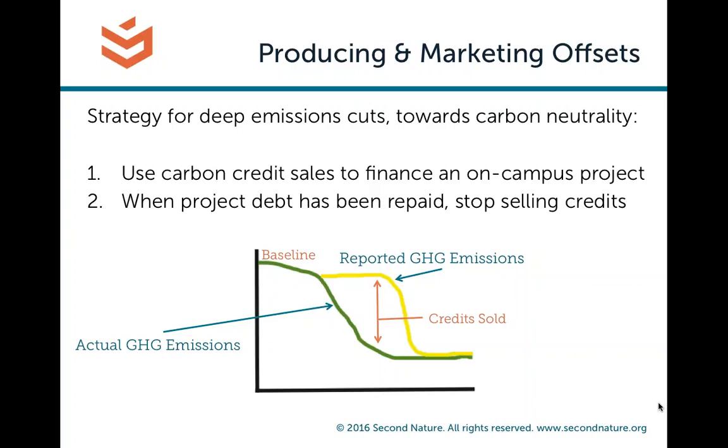The graph that you see here is just a rough image of what your emissions profile would look like. Your emissions would decrease as you implement your project. However, during the time that you're selling credits, you cannot claim those reductions. So your reported inventory would remain at essentially the same level while you're selling credits. However, once you stop selling credits, your emissions will drop dramatically. This is just one example of a way to think about what we're talking about here.